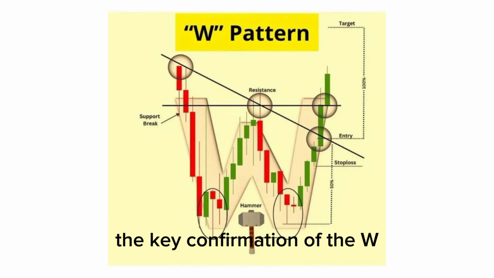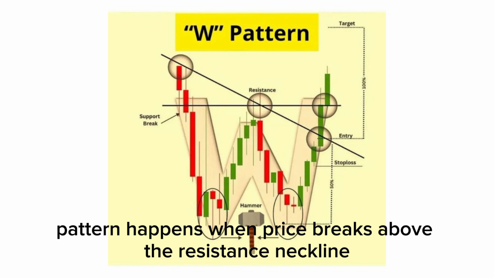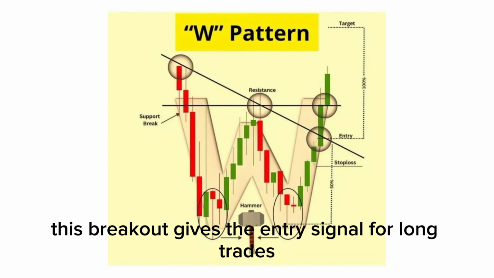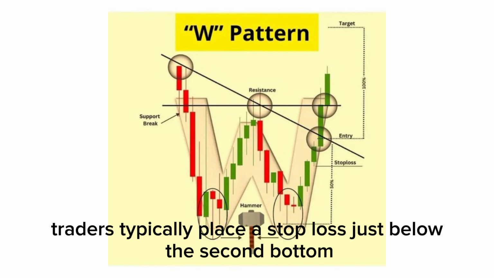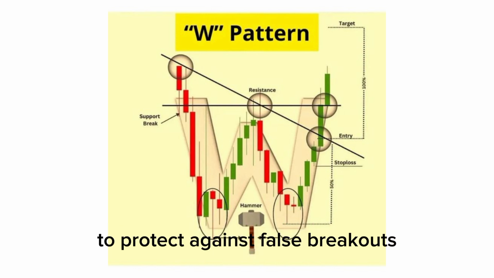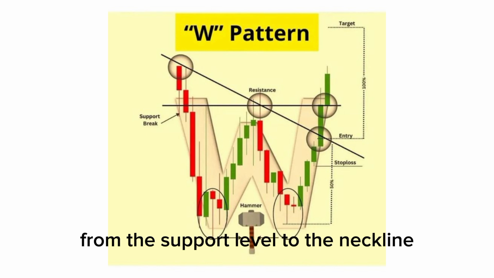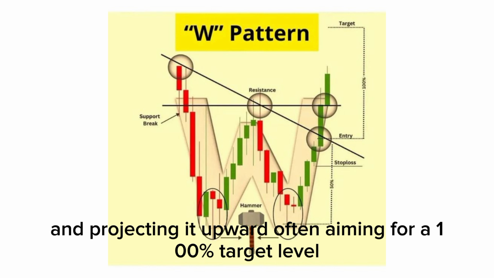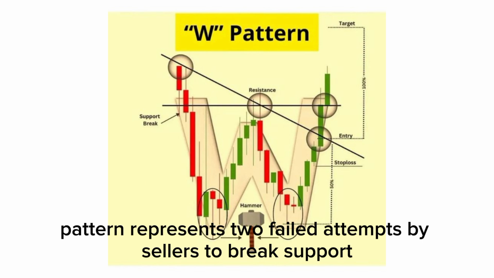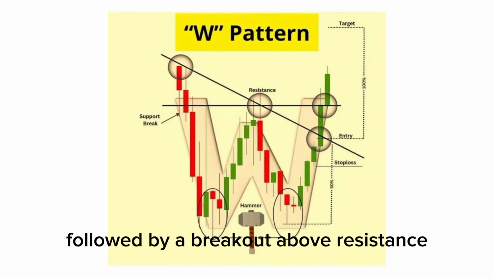The key confirmation of the W pattern happens when price breaks above the resistance neckline. This breakout gives the entry signal for long trades. Traders typically place a stop loss just below the second bottom to protect against false breakouts, while the profit target is measured by taking the height of the pattern from the support level to the neckline and projecting it upward, often aiming for a 100% target level. In short, the W pattern represents two failed attempts by sellers to break support, followed by a breakout above resistance.